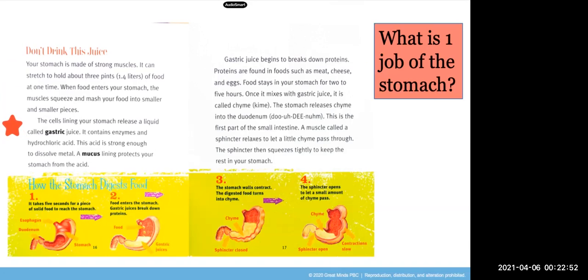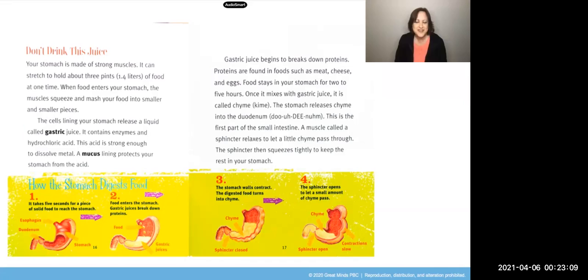The cells lining your stomach release a liquid called gastric juice. It contains enzymes and hydrochloric acid. This acid is strong enough to dissolve metal. A mucus lining protects your stomach from the acid. You probably noticed another job that the stomach has. On the lining of the stomach, gastric juices are released into the stomach to help dissolve the food.